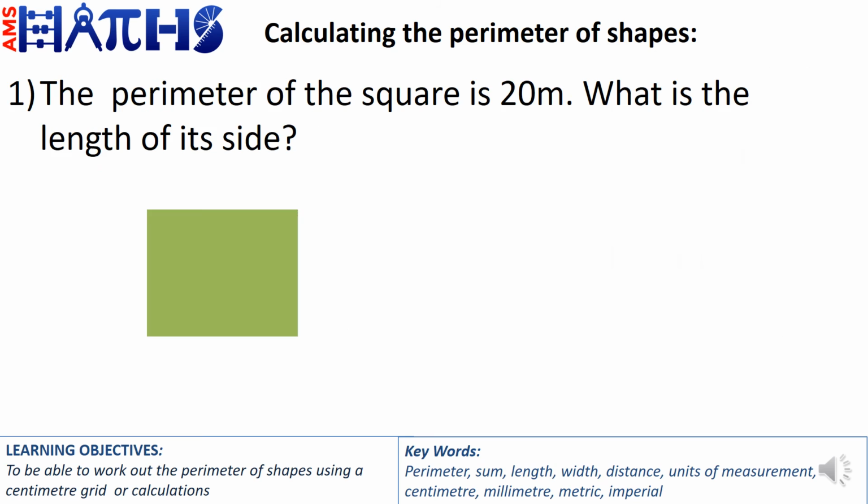Look at this word problem. It says the perimeter of the square below is 20 meters. What is the length of its sides?